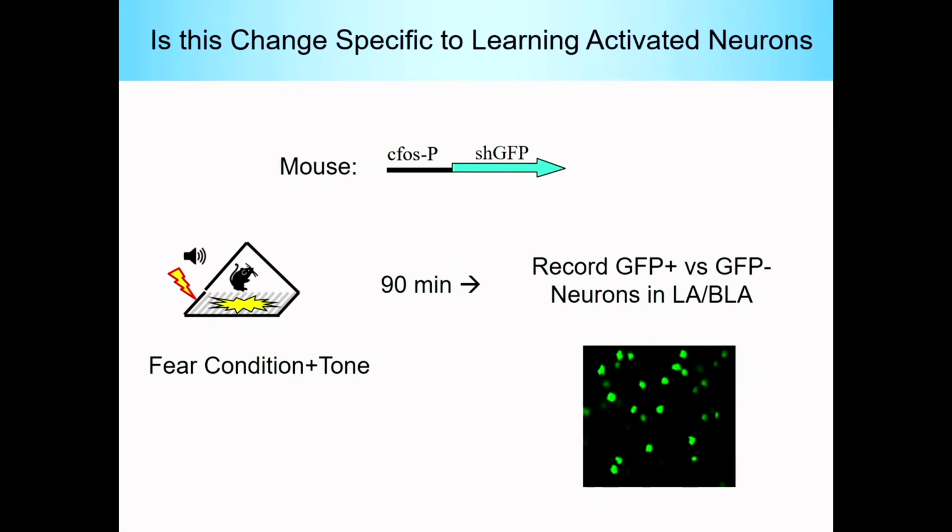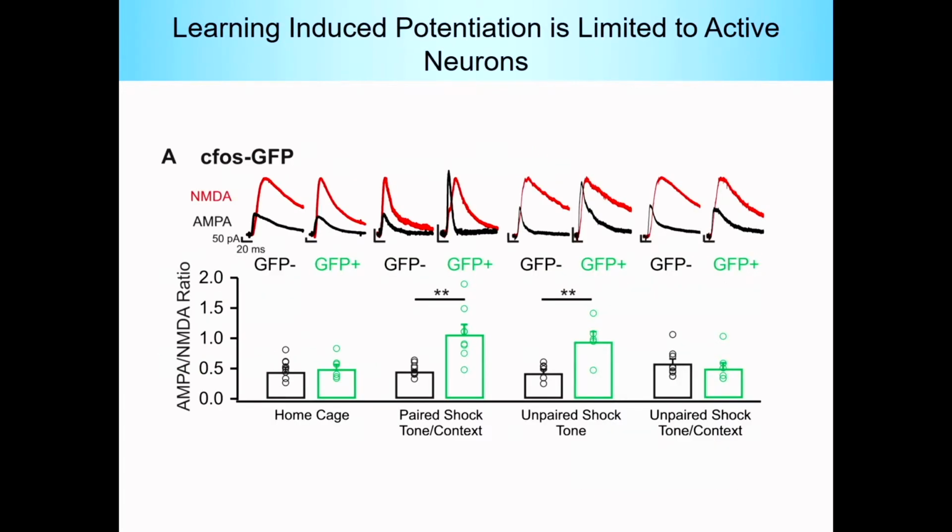Okay, so now we're going to fear condition animals. We're going to put a green marker in them, and now we're going to record in the BLA how big are those synaptic responses. So it's just the same experiment done over, but now we're looking just at the neurons that were activated by the learning. And when we do that, we find a learning-induced potentiation, but now it's limited to the active neurons. If we just look at an animal that had nothing done to them, it's going to have some green neurons in the amygdala. They were FOS active, they had a burst of activity, but they have no potentiation of synaptic inputs.